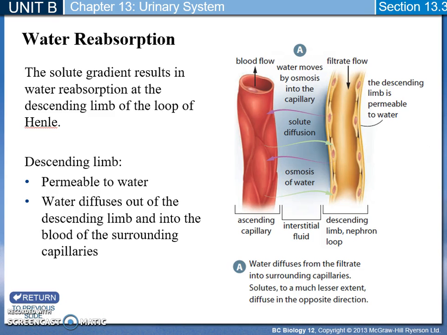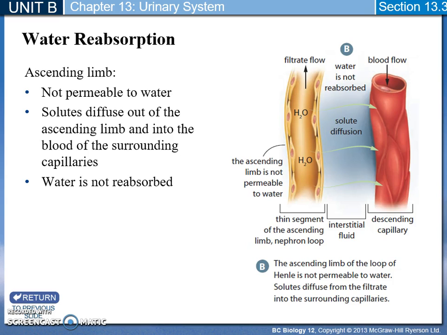Further to water reabsorption, the solute gradient results in water reabsorption at the descending limb of the loop of Henle. These characteristics are important for this to take place. The descending limb is permeable to water, and water diffuses out of the descending limb and into the blood of the surrounding capillaries.